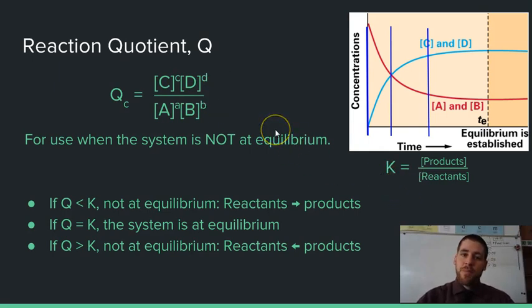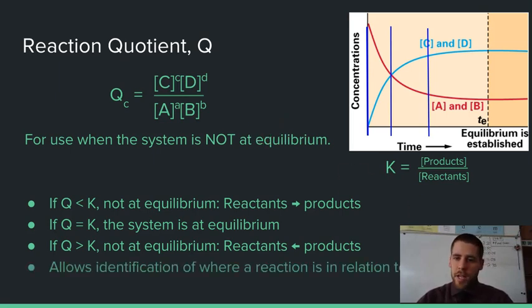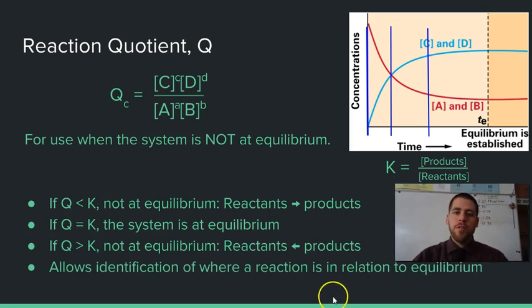Now I said that kind of fast. It might be helpful to rewind now that you have it written down and follow with me verbally as I go through this. Calculating Q allows us to figure out which direction the reaction still needs to go in order to reach equilibrium. This is really helpful when we have a mixture of gases in a container, for example.